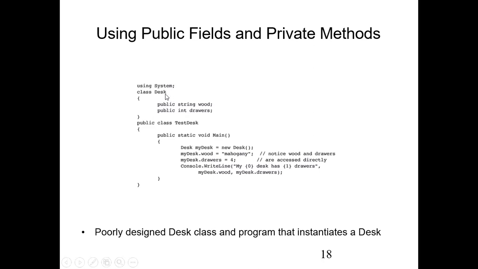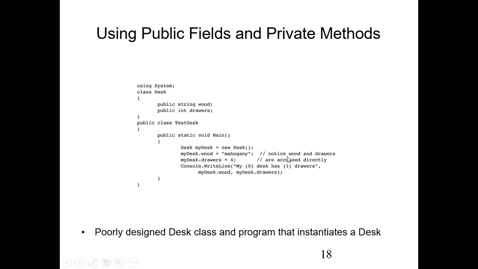We have two classes here. We have a class called desk, and then we have a class called testbook. So this class called desk has two instance variables, both of which are public. And then this class, let me just call it the driver class, has the main method. It's creating an object of desk, and then it goes on to modify the value of desk by specifying a value here. It's modifying the value of wood, and then it's specifying again the value of drawers.